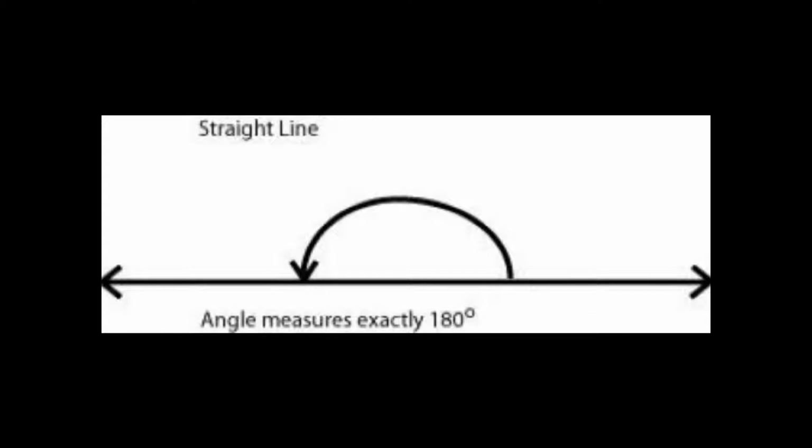What are the types of angles? There are straight, right, acute, and obtuse angles. Straight angles may be the most confusing angles to understand. Remember that an angle is made when two rays share the same endpoint. Straight angles are formed when the two rays are back to back and form a straight line.